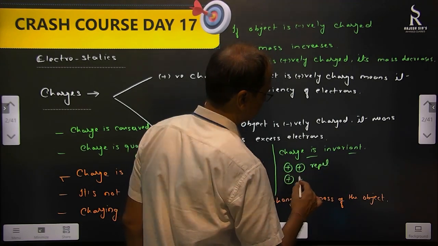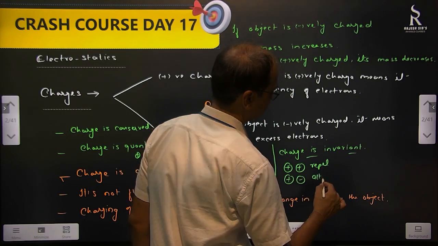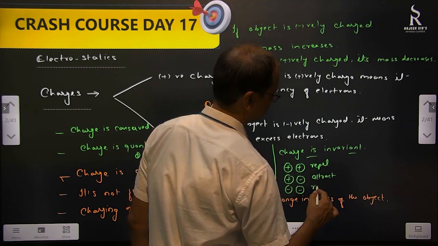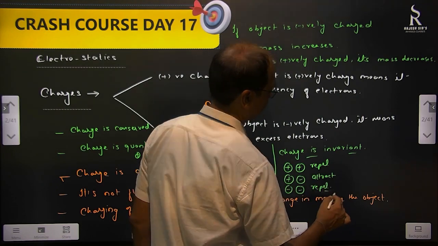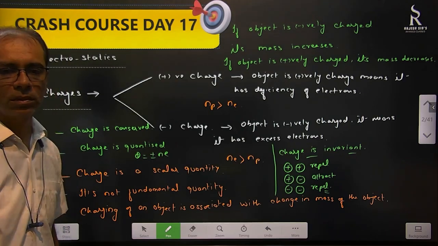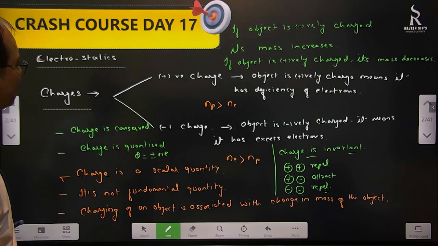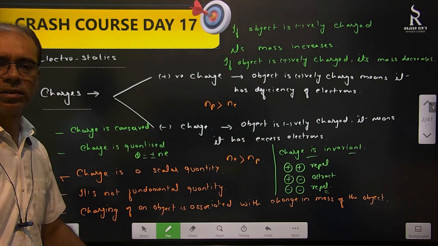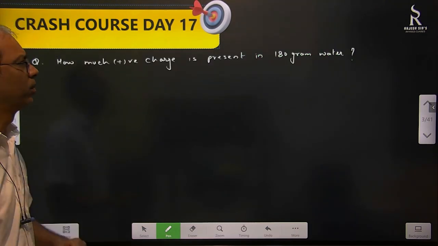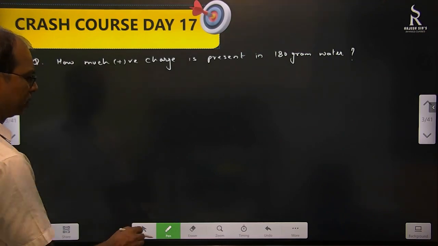Positive and negative charges attract. Negative charges repel. So this is basic information about charge. This you already know anyhow, so I just gave you a small reminder about it. Okay, let's see the first question.